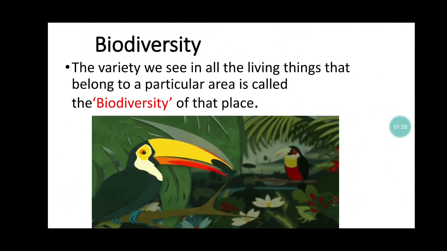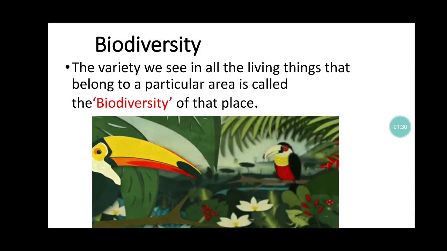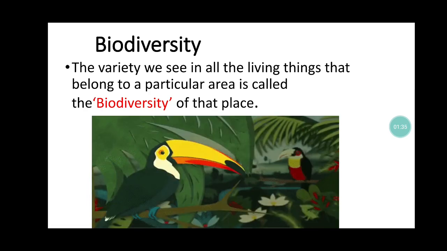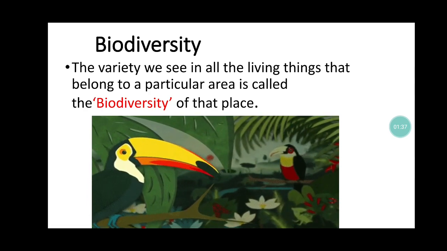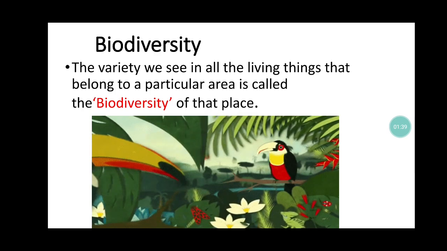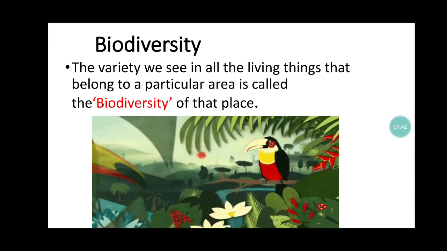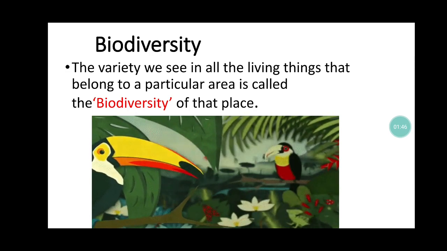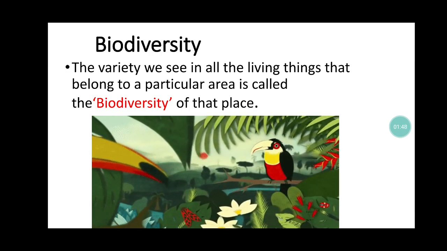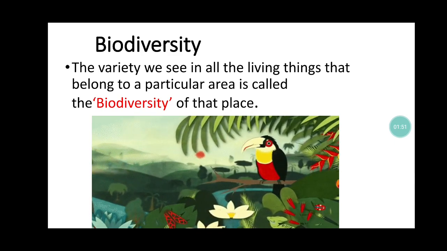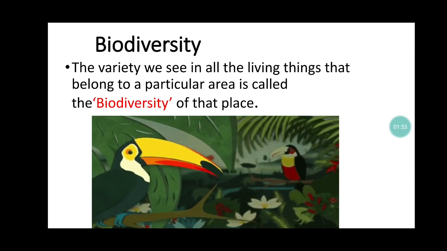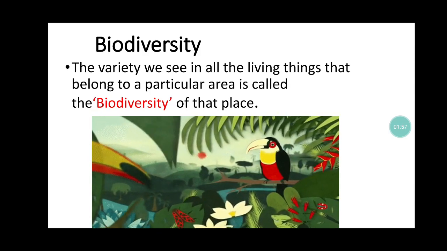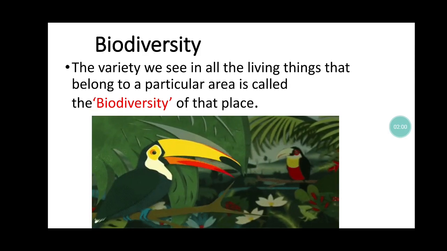Now, we will see the biodiversity. The variety we see in all the living things that belong to a particular area is called the biodiversity of that place. Biodiversity is the variability among living organisms from all sources including terrestrial, marine and other aquatic ecosystems and the ecological complexes of which they are part. This includes diversity within species, between species and of ecosystems.